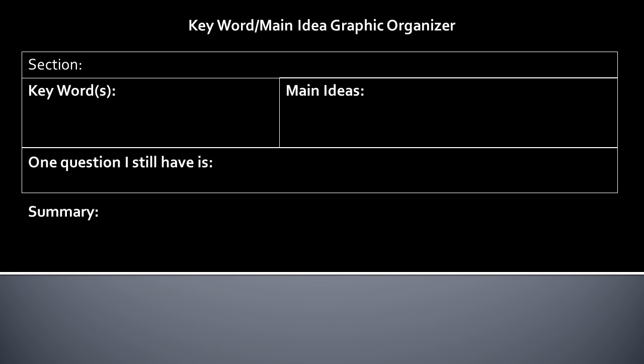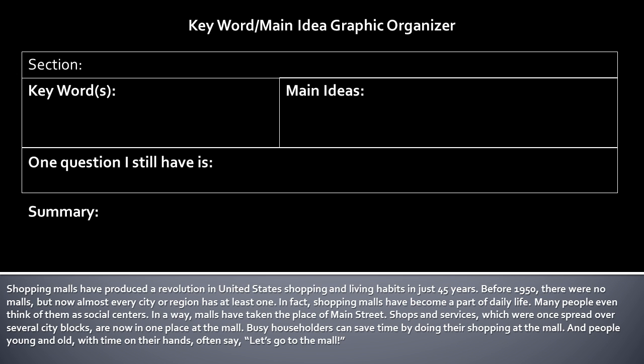In our inference text, we had the following question that we had to summarize. And basically, it stated shopping malls have produced a revolution in the United States shopping and living habits in just 45 years. Before 1950, there were no malls, but now almost every city or region has at least one. In fact, shopping malls have become a part of daily life.